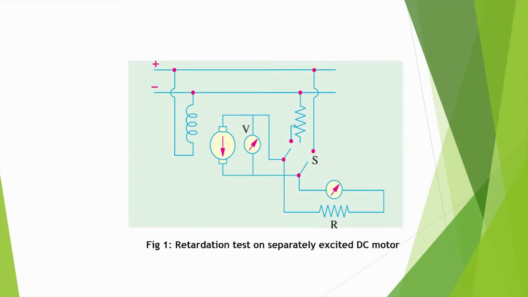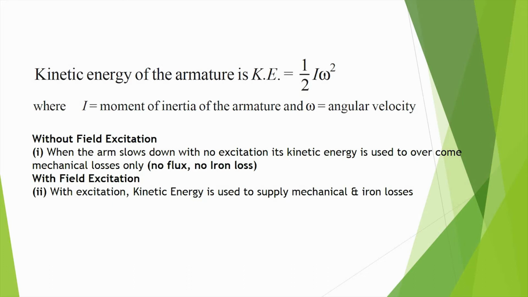This is the figure of a DC separately excited motor with the retardation test arrangement. Now let's find out the stray losses and inertia of the motor. This is the kinetic energy of the armature, which is given by 1/2 I omega square, where I is the moment of inertia of the armature and omega is the angular velocity.